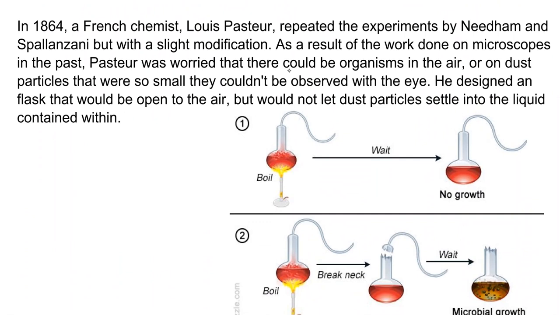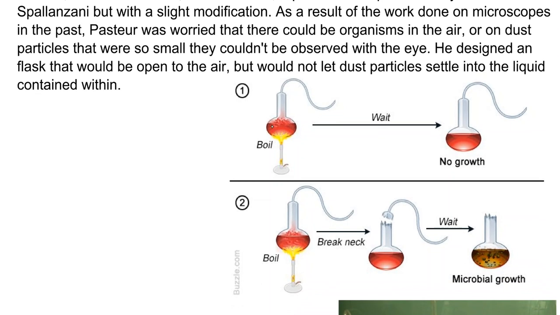So Pasteur was worried that there could be organisms in the air or on dust particles that were so small they couldn't be observed with the eye. He designed a flask that would be open to the air, but would not let dust particles settle into the liquid contained within the flask. And so that's exactly what he did. He took a flask, and the idea is that we have a swan neck flask.